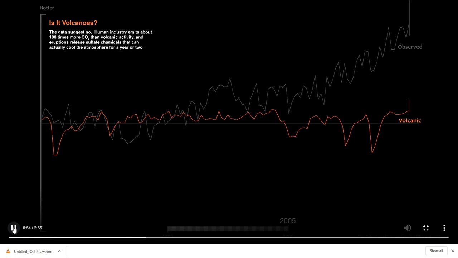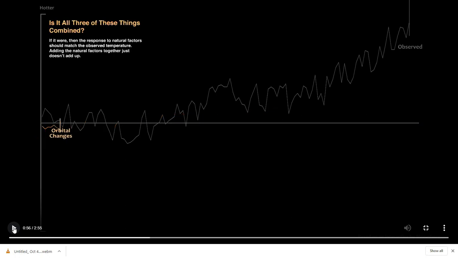So, is it all three of these things combined? If it were, then the response to natural factors should match the observed temperature, right? This white line is the observed temperature. Adding the natural factors together just doesn't add up. So what they're going to do is run the three graphs before, and then they're going to run the summation.